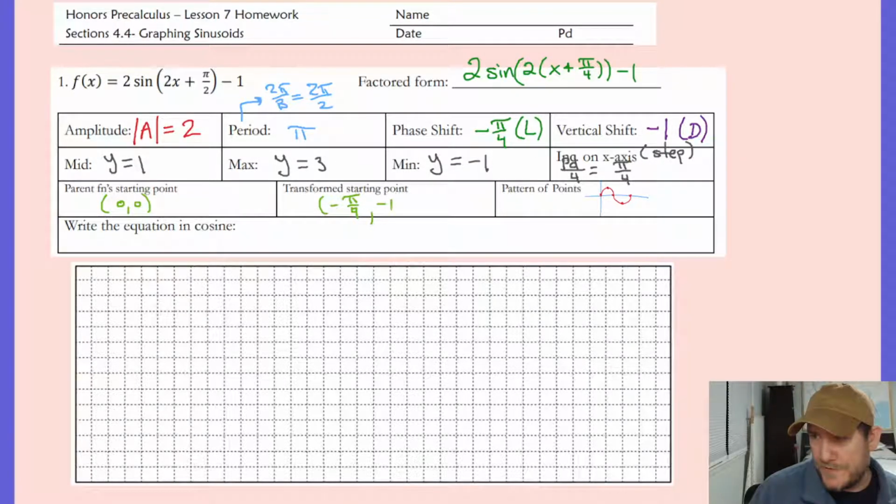So we can see we would go down 1, and so our function is going to start here. And finally, I still just refuse to talk about this whole equation in terms of cosine. I simply do not care.